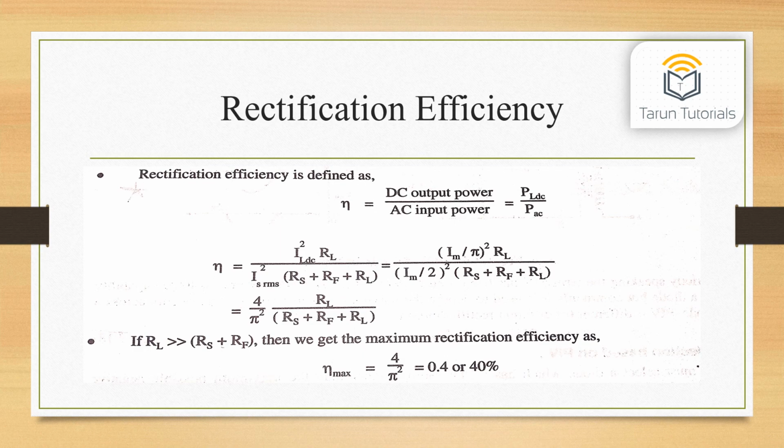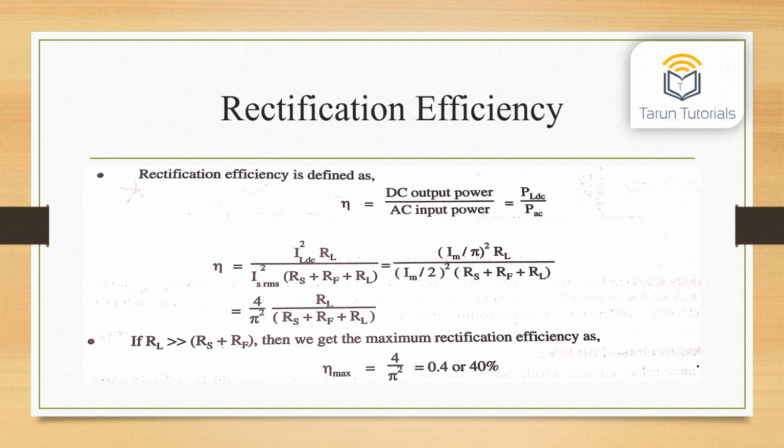Rectification efficiency. Rectification efficiency is defined as eta = DC output power upon AC input power, that is PLDC upon PAC. After substituting the values of PLDC and PAC, we get eta = ILDC² RL upon IS RMS² × (Rs + Rf + RL). We know the value of ILDC and IS RMS. Therefore, eta = (Im/π)² RL upon (Im/2)² × (Rs + Rf + RL). After solving, we get eta = 4/π² × RL/(Rs + Rf + RL).